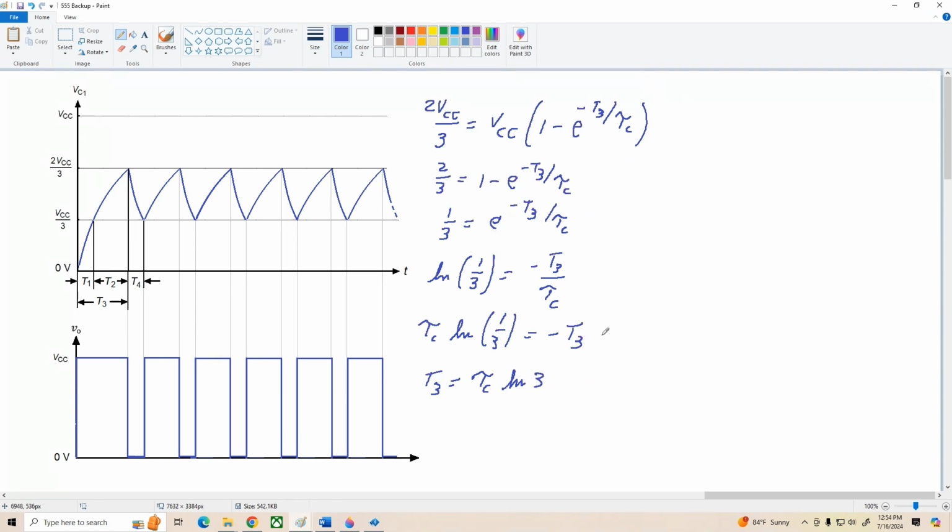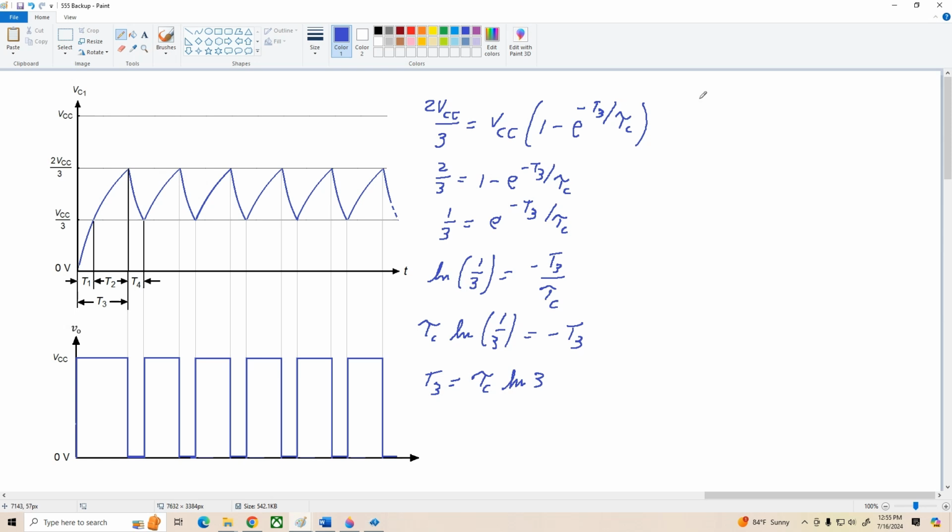Okay, sorry about that little temporal glitch. I wanted to move these equations over to make some room here. What we're going to do next is determine T1, that is the time it takes the cap to charge from 0 to 1/3 VCC. We're going to follow essentially the same procedure, so if you'd like to try it first, pause here and go ahead and do that.